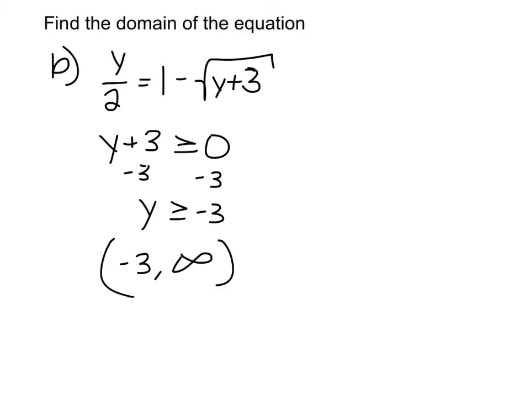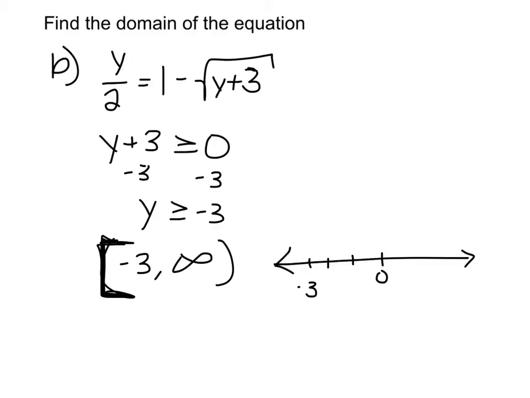Okay, that's my domain. Or if I were to do this graphically, here's 0, 1, 2, 3. Here's negative 3. And then, oops, I noticed that I made a mistake here. This should be a bracket, not a parentheses. Why is that? It's because negative 3 is included, okay?